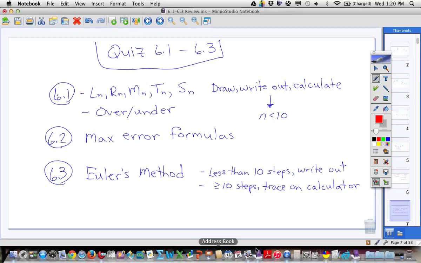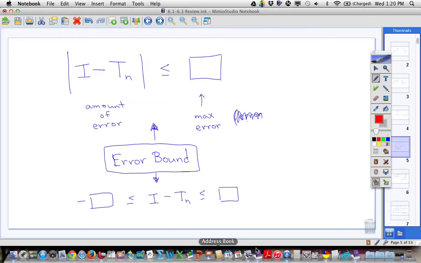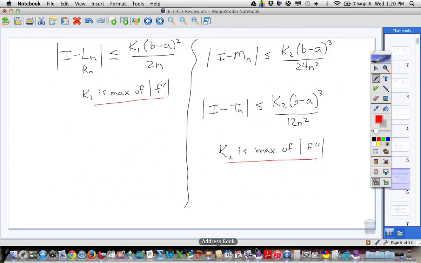6.2 is when we had the max error formulas with the K1 and the K2. Right? Got to be able to use those formulas. Here they are. Okay, here they are. And I'm giving you these.